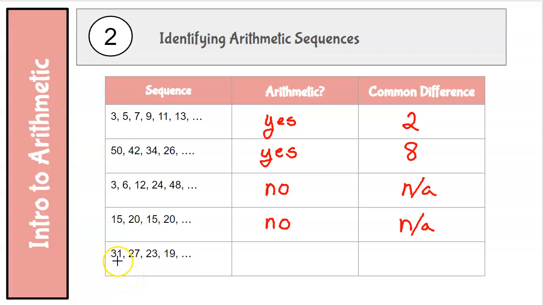And here we have another sequence. It's going down by 4, going down by 4, going down by 4. So yes, and the common difference is 4.